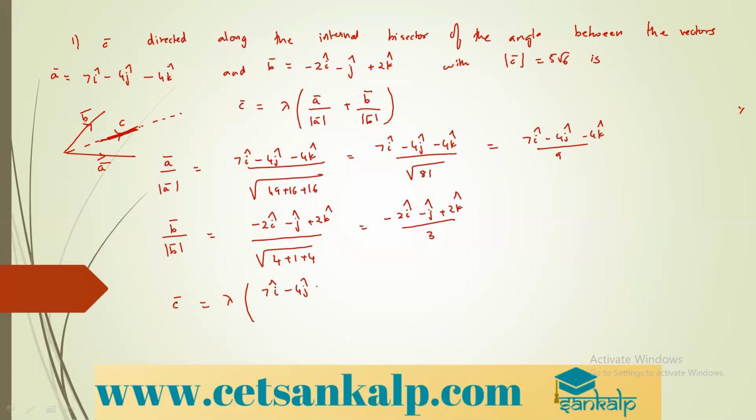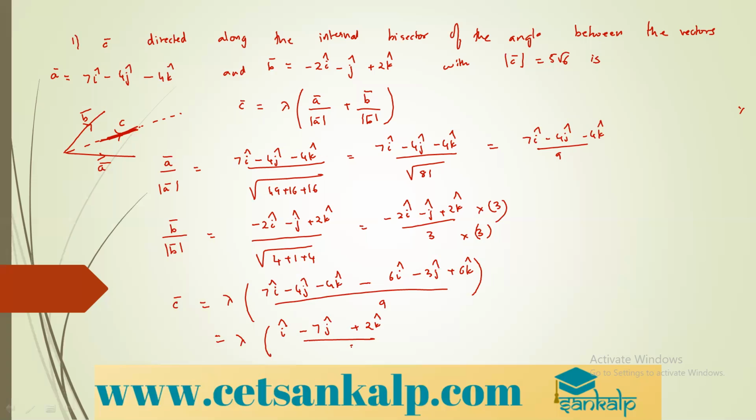minus 4j minus 4k minus, I have to multiply this by 3. The second one I have to multiply by 3, so that there is a common denominator. So I have minus 6i minus 3j plus 6k, and then the denominator is 9. So this is lambda into i minus 7j plus 2k by 9.